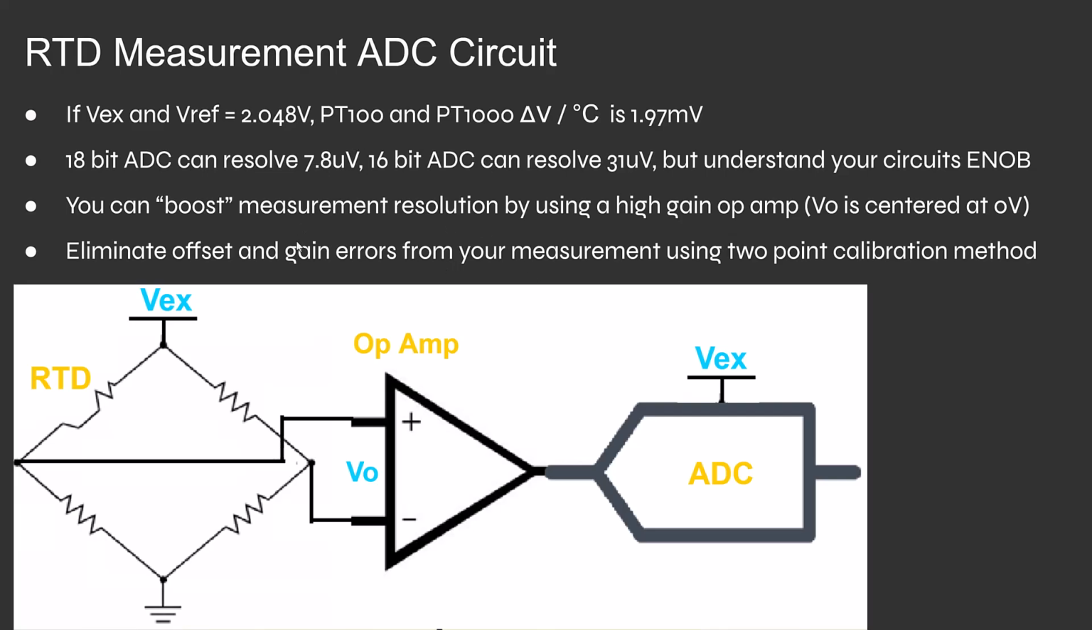And then another thing to realize is calibration, right? You can get rid of error in your ADC by doing a simple 2-point calibration, which I have a tutorial on, a video and a blog post on anabit.co.